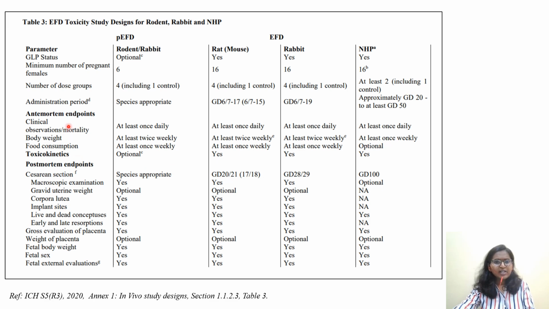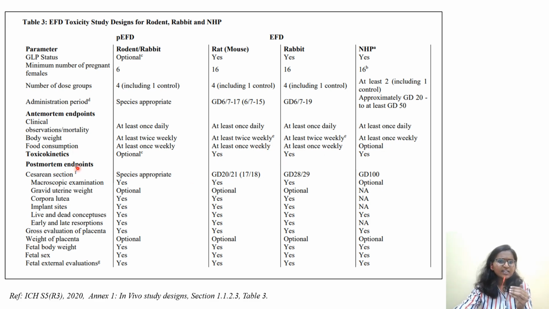And in the table, additionally, what we can learn is that antemortem endpoints, PK, and post-mortem endpoints are also listed. Coming to antemortem endpoints: clinical observations and mortality, body weight and food consumption. For clinical observations and mortality, they say you have to observe at least once daily in all three species. Body weight and food consumption, at least twice weekly.